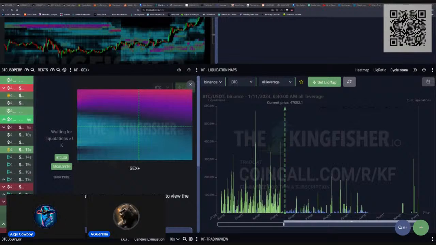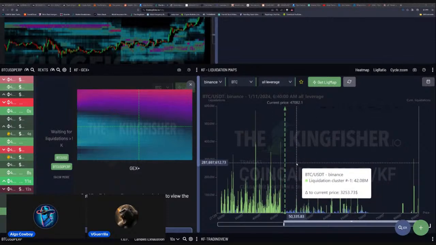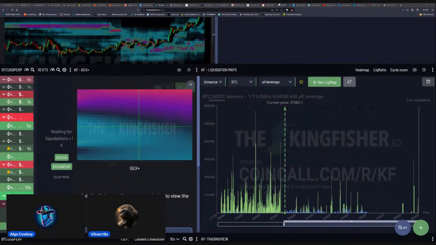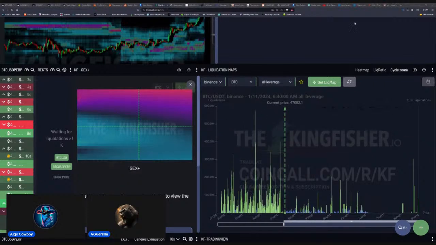If you want to, what do you got on the screen right now? The liquidity. Yeah, the next little node of liquidity to the upside is 50,300. Most liquidity is to the downside right now, and what that means is that a lot of people are long.